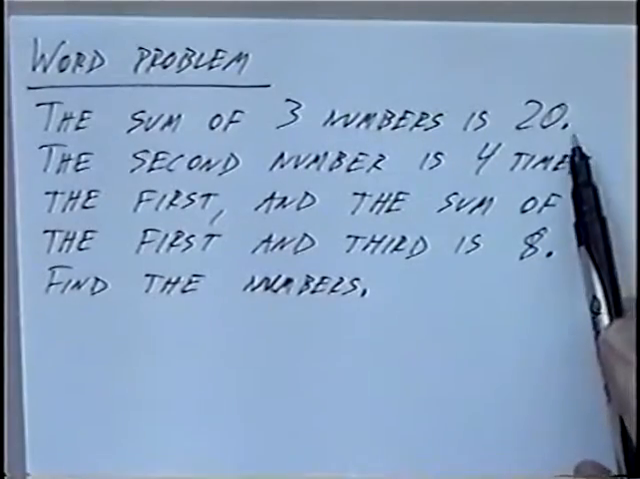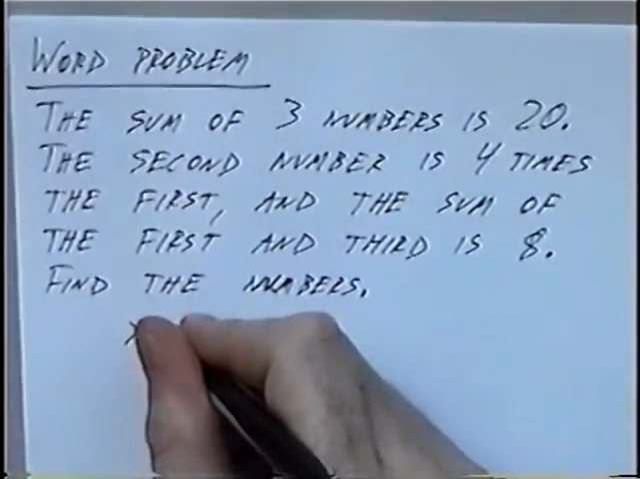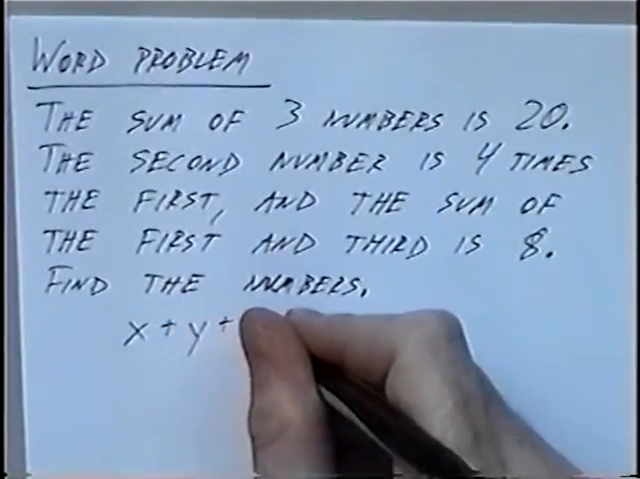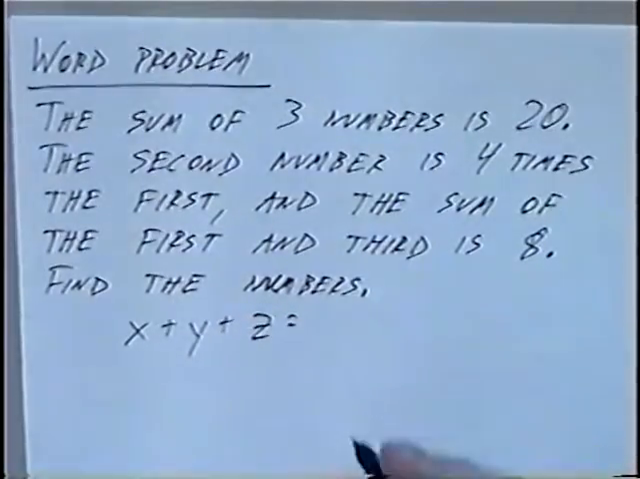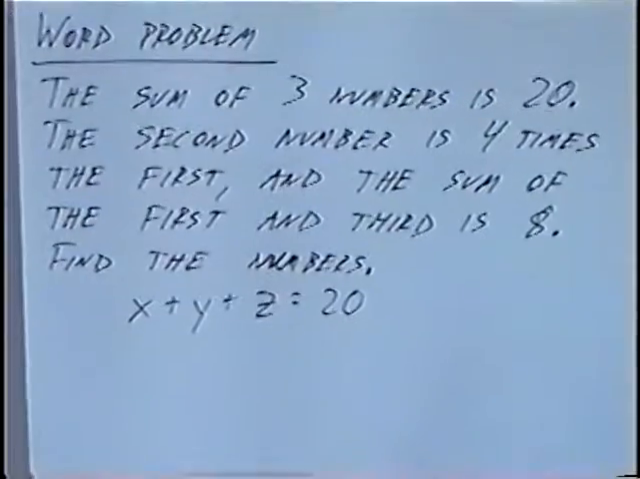The first sentence, the sum of 3 numbers is 20. The sum will be adding 3 numbers together. We can use 3 variables like x plus y plus z, and it would equal the sum, which would be 20.